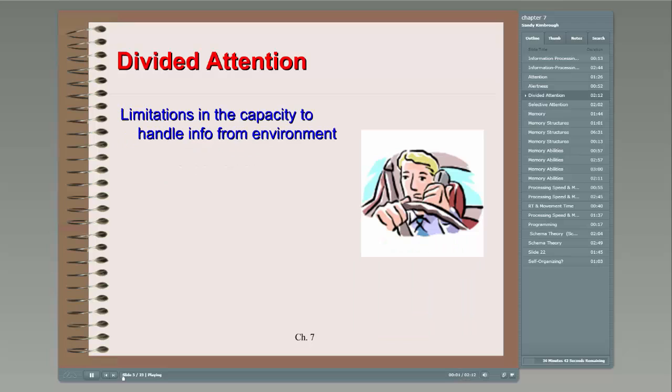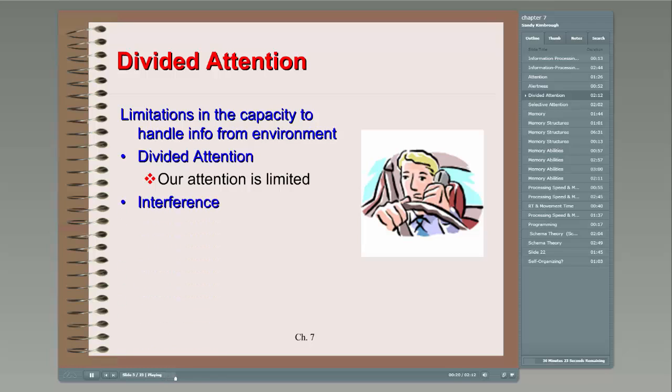Another idea related to attention is the idea of divided attention. We are limited in our capacity to handle information from the environment. So trying to do more than one thing at a time can be challenging. We divide our attention. That's the same idea as that it's limited. We only have so much. Interference is when one task or one stimulus interferes with us paying attention to something else. So for example, if you are driving and you're talking on the phone and you're listening to the radio and you're trying to read a map and you're unable to do all three of those things successfully, one of the tasks or one of the stimuli is interfering with another, and we only have a limited amount of attention.